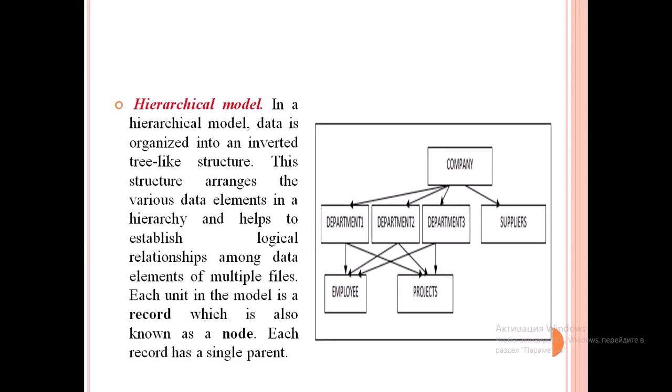Database architecture. The first is the hierarchical model. In a hierarchical model, data is organized into an inverted tree-like structure. The structure arranges the various data elements in a hierarchy and helps to establish logical relationships among data elements of multiple files. Each unit in the model is a record, which is also known as a node. Each record has a single parent.